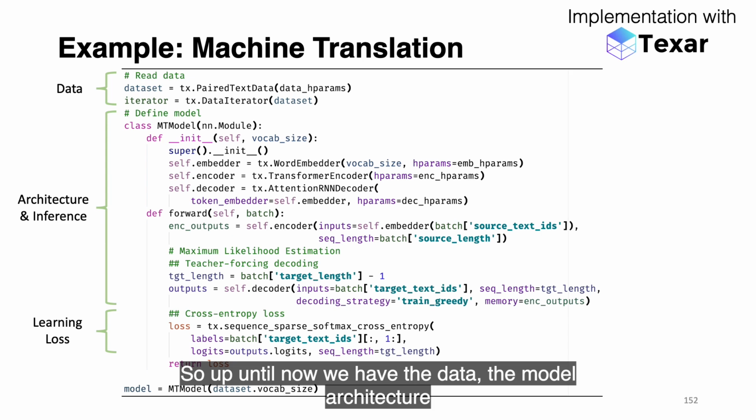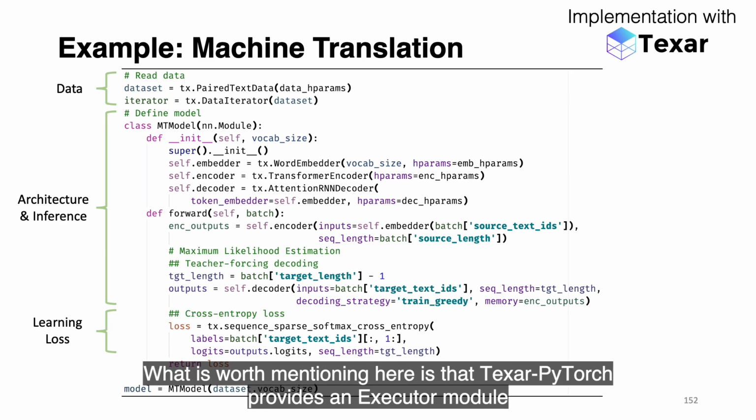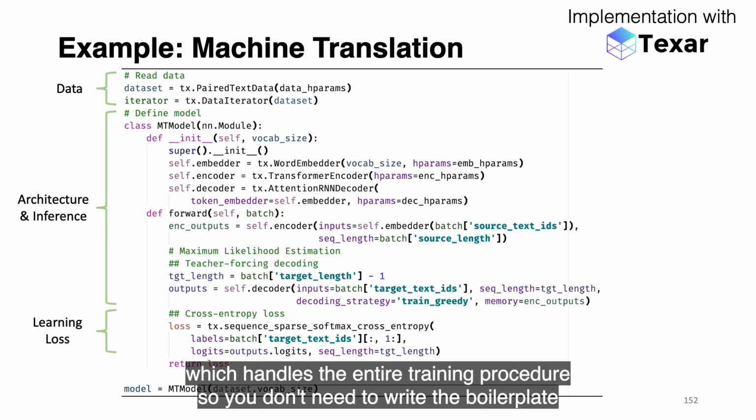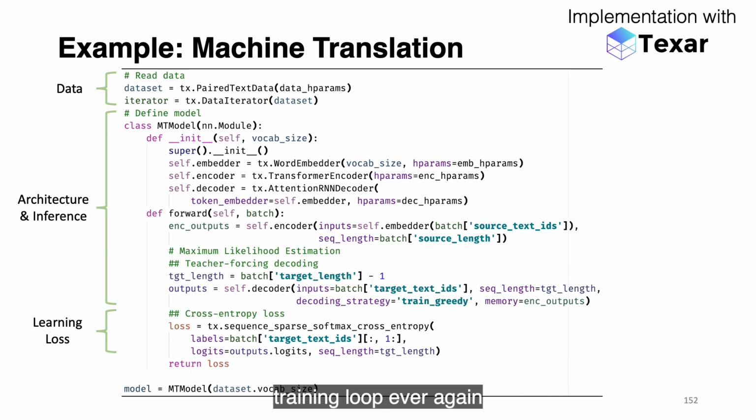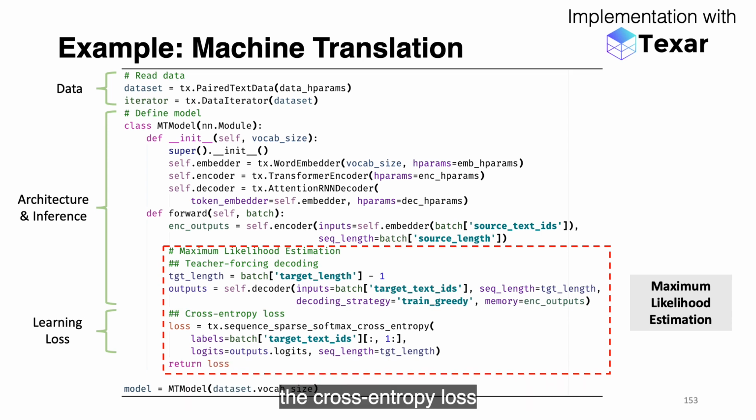So up until now, we have the data, the model architecture, the inference, and the loss functions. Due to time limitation, we will omit the training loop, which is basically using SGD optimization to minimize the loss. What is worth mentioning here is that Texar PyTorch provides an executor module, which handles the entire training procedure, so you don't need to write the boilerplate training loop ever again. So this is the part where we use MLE, which involves teacher forcing decoding and the cross-entropy loss.